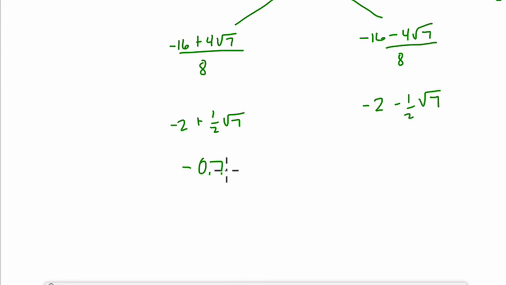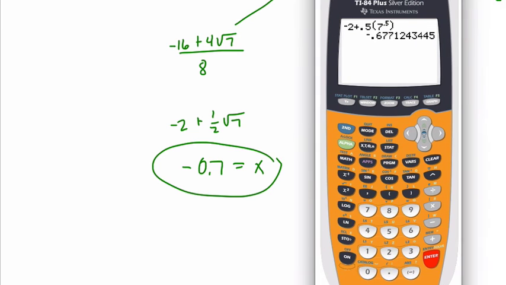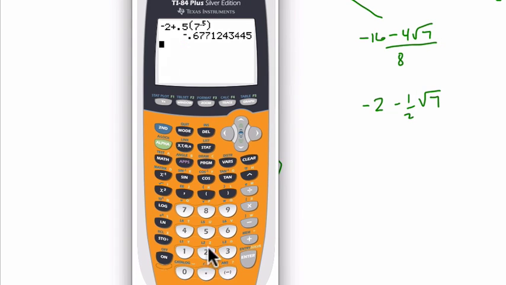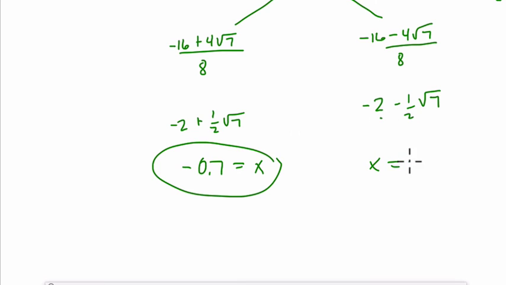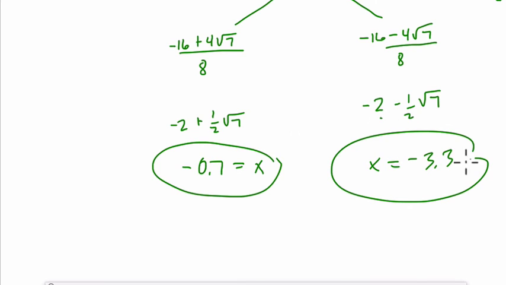Negative 0.7 equals x. In the other case, we're just subtracting. So, excuse me, we have negative 2 minus 0.5 times 7 to the 1 half power. And this time we get negative 3.3, because this 2 in the hundredths place, I leave my tenth value where it is. So I have x could equal negative 3.3, right? Yep. So those are our two roots to the nearest tenth. Thanks.